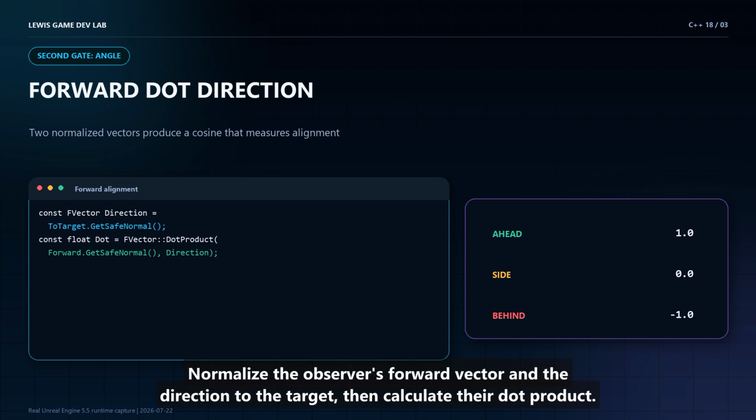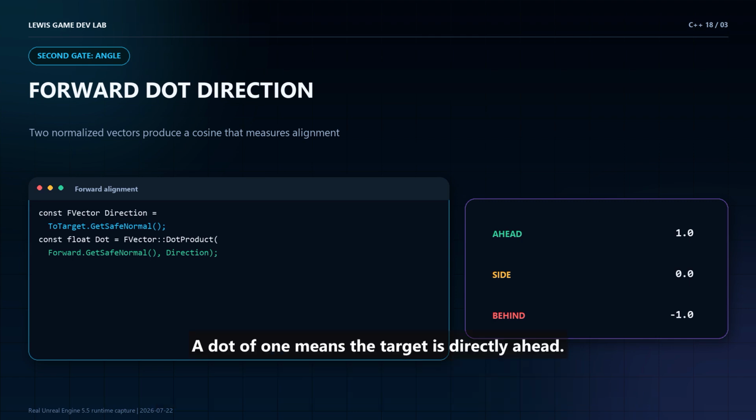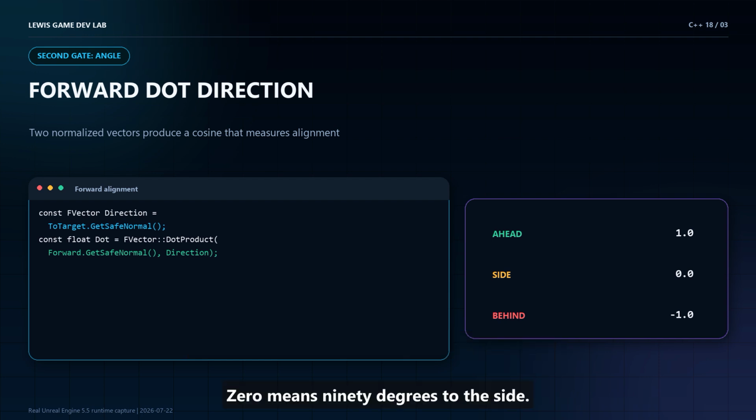Normalize the observer's forward vector and the direction to the target, then calculate their dot product. A dot of 1 means the target is directly ahead. 0 means 90 degrees to the side. Negative values place it behind the observer. The inside target produces 0.848. The outside target produces 0.287.